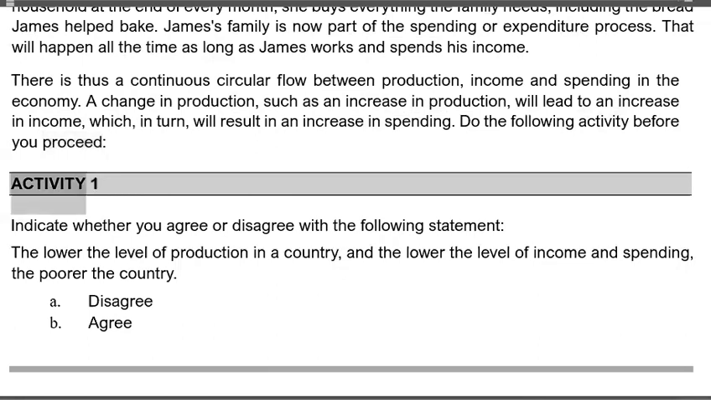Activity 1. Indicate whether you agree or disagree with the following statement. The lower the level of production in a country, and the lower the level of income and spending, the poorer the country. Disagree. Agree.